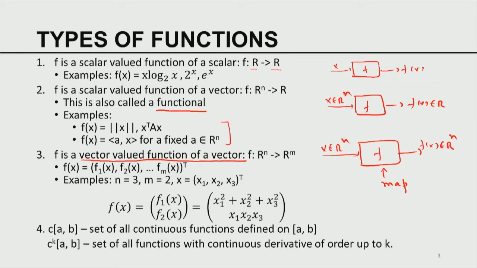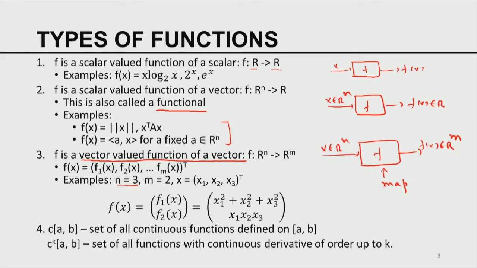Map is a very technical term used in dynamical systems theory. Let f be a map. What does it mean? f is a vector valued function of a vector. Input is a vector, output is a vector. In general, these two need not be the same size. It could be an n vector, this could be an m vector. I want you to see the difference. The input is a vector, the output is a vector, and the vectors could be of the same size or of different size. So let's work an example.